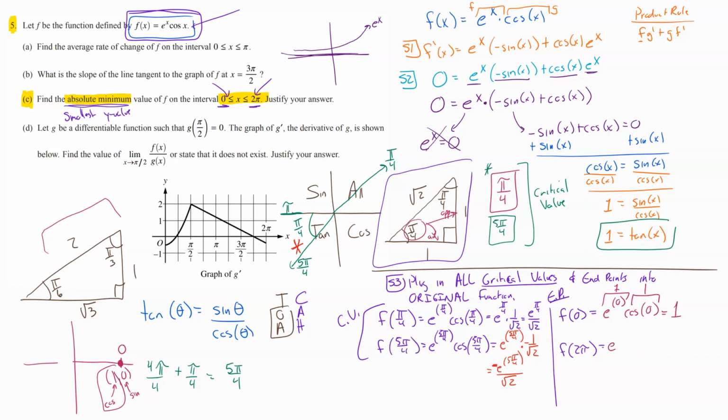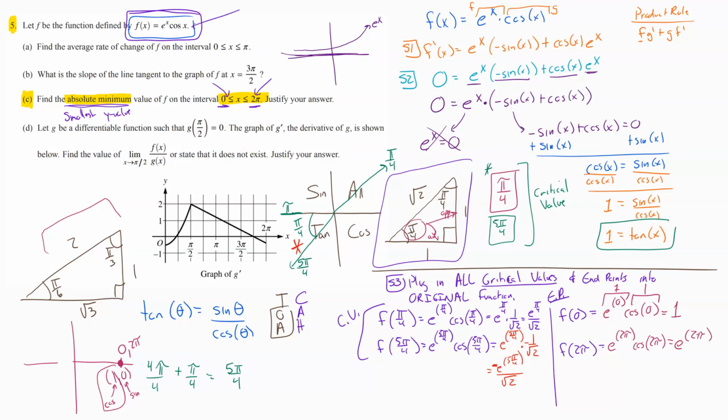And then we do e to the 2 pi, and then we get the cosine of 2 pi. Well, 2 pi is at the same position as 0, so the cosine of 2 pi is also 1, so we get 1 times e to the 2 pi, which gets us e to the 2 pi.